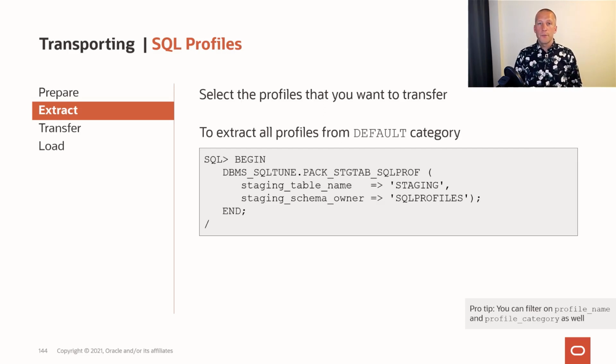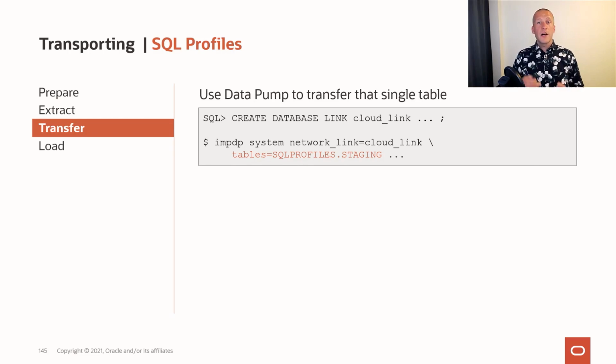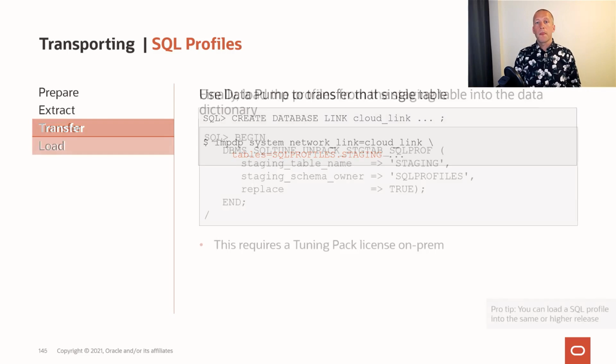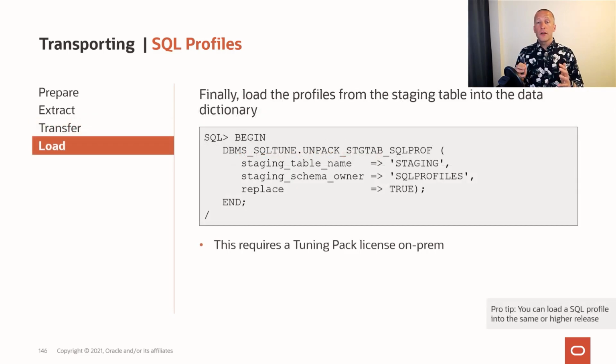But if you want, you can go into the details and more selectively filter out the SQL profiles that you want to transport. The SQL profiles are now stored in a regular heap table, and I can use Data Pump to transport that table. For simplicity, I'm just using Data Pump here to transfer the table over a database link. But if that is not an option to you, you can just as well export to a dump file and then import back into the production database. Finally, you can then load the SQL profiles from the staging table into the data dictionary where they can be used by the optimizer.